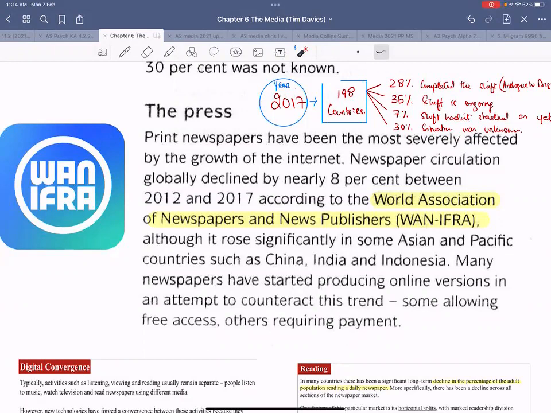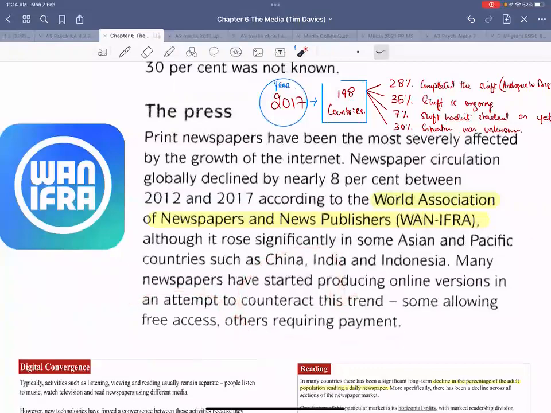According to the World Association of Newspapers and News Publishers, that is WAN-IFRA, although it rose significantly in some Asian and Pacific countries such as China, Indonesia and India, most newspapers have started producing online versions in an attempt to counteract this trend. We all know this, right? Dainik Jagran has an app, Dainik Bhaskar has a website. Clear? Some allowing free access, others require payment.